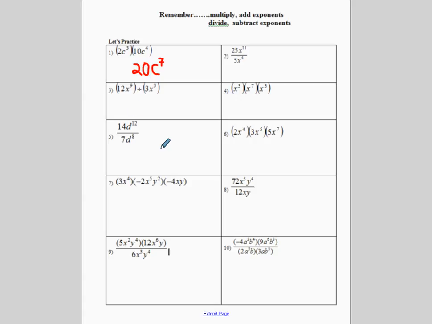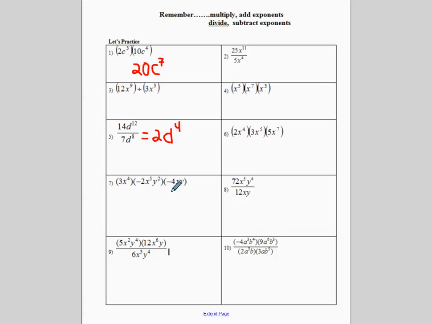Look down here. I have 14d to the 12th over 7d to the 8th. 14 divided by 7 is 2. My bases are the same, so I have d. 12 minus 8 is 4.